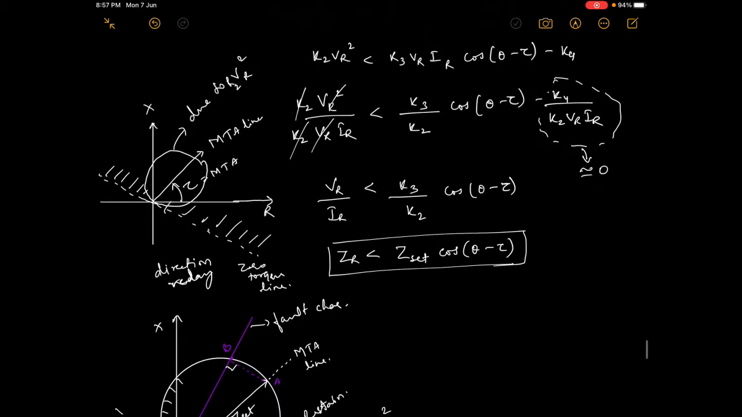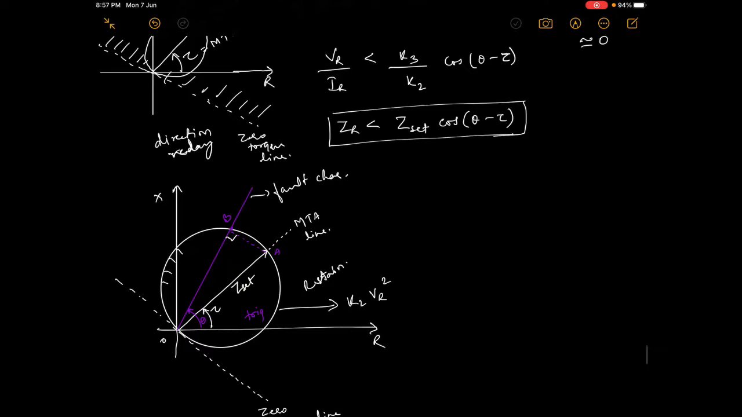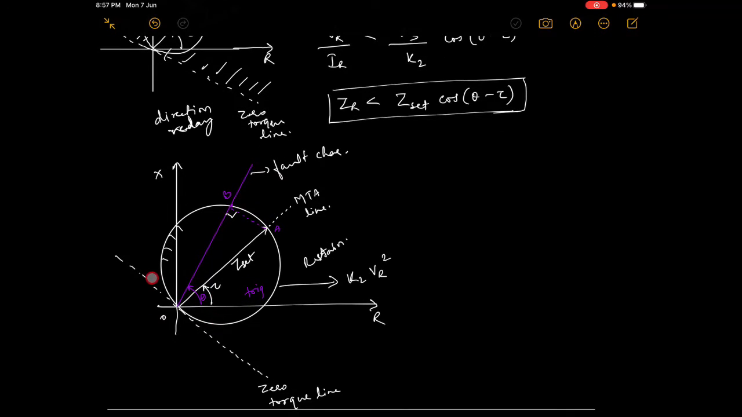This was done earlier. This much we had discussed earlier, and we also discussed in our previous class that this is a fault line characteristic. This is an MTA line. MTA line is nothing but a line of length Z set, which is making an angle tau with respect to R.